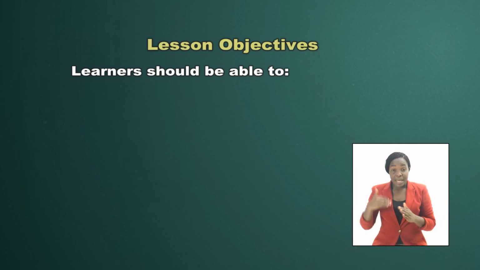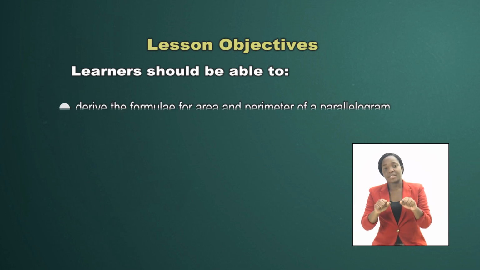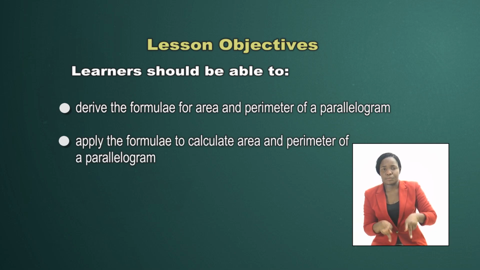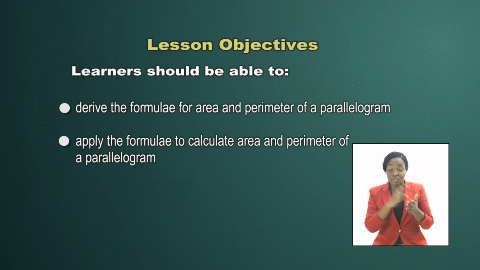Hi viewers, welcome back. This is lesson 2 of our JSC Mathematics series from NAMCOL. In today's lesson, we will learn how to work out the relevant formulae and then how to calculate the area and perimeter of a parallelogram. After watching this lesson, our learners should be able to derive the formulae for calculating area and perimeter of a parallelogram, and they should then be able to apply the formulae to calculate the area and the perimeter of a parallelogram. Enjoy the program with us.